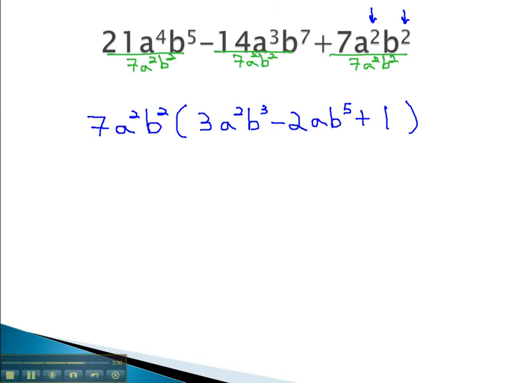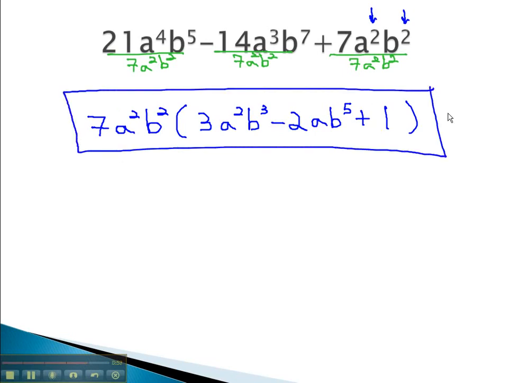Notice as we did this, just because the term divided out completely did not mean it disappeared. When things divide out, we're left with a 1 behind. This becomes our solution when we factor out the greatest common factor.